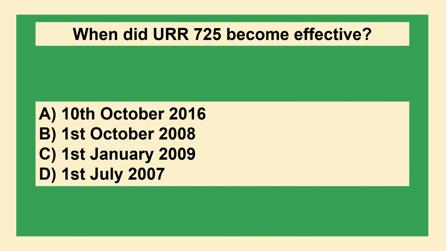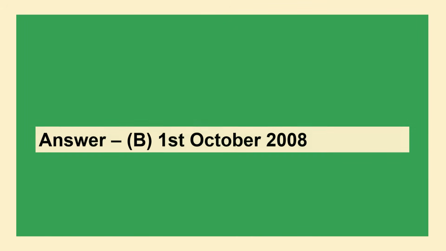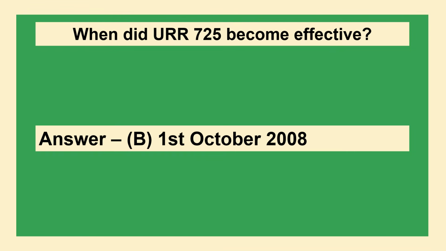Question, when did URR 725 become effective? Option A, 10th October 2016. Option B, 1st October 2008. Option C, 1st January 2009. Option D, 1st July 2007. Answer, option B, 1st October 2008.